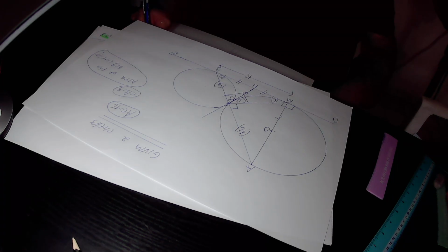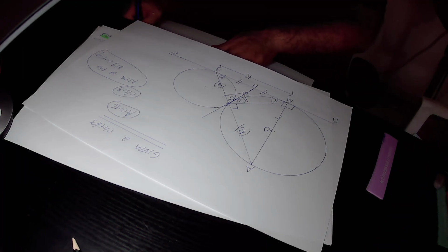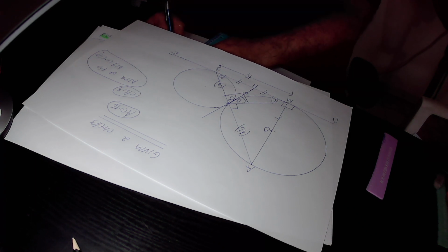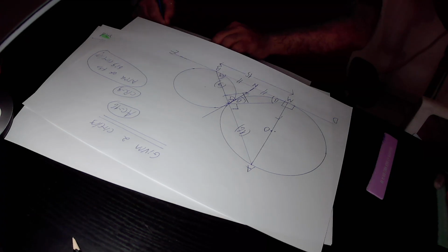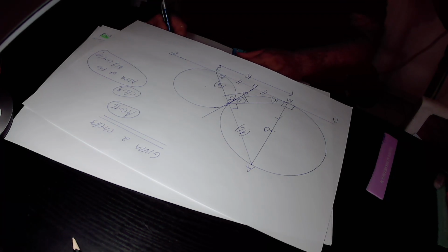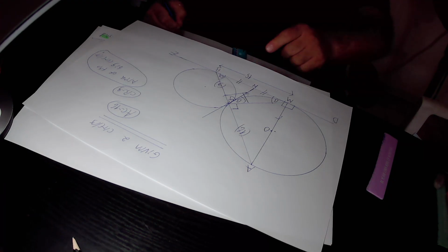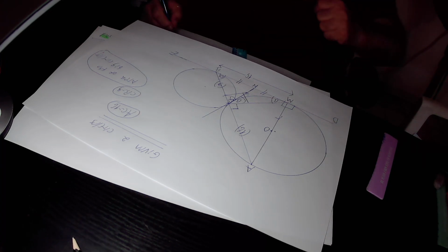Here is a promotion for Pythagoras theorem. The hypotenuse AB, in total, is equal to 16 plus 9, that is 25.